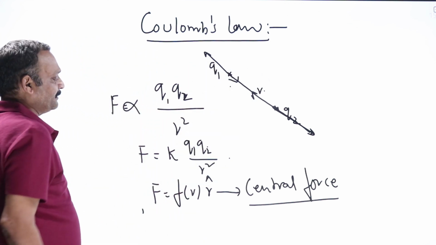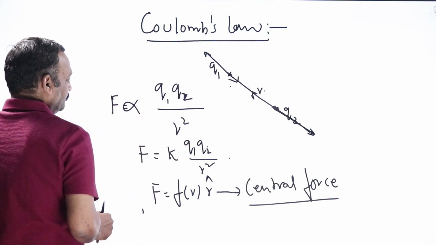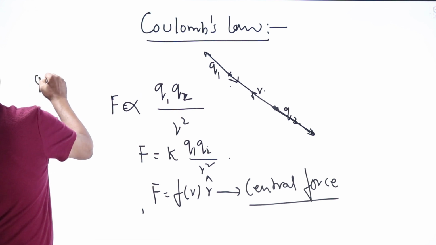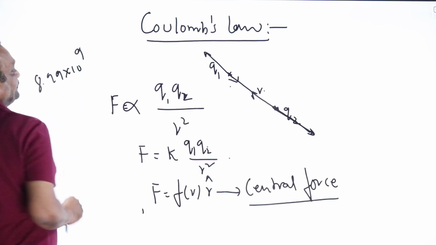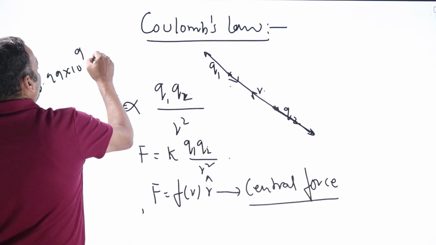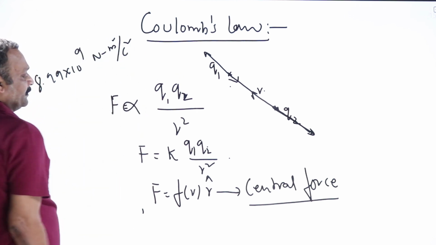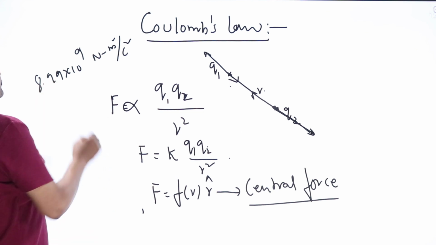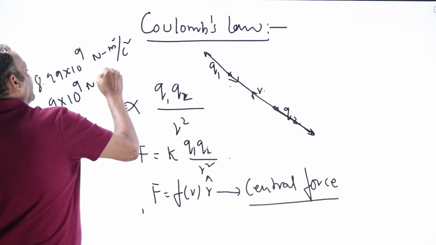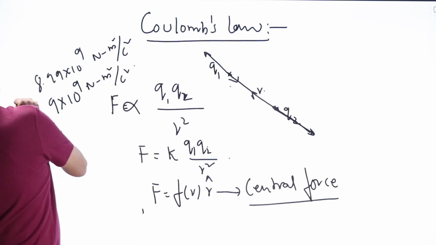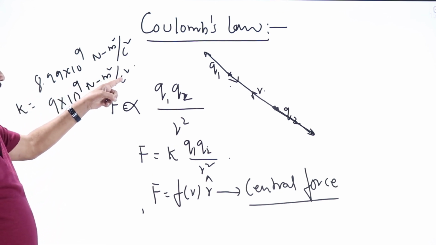Next, this constant k is experimentally found to be very close to 8.99 into 10 to the power 9 Newton meter square per Coulomb square. In solving problems you can take k as 9 into 10 to the power 9 Newton meter square per Coulomb square.